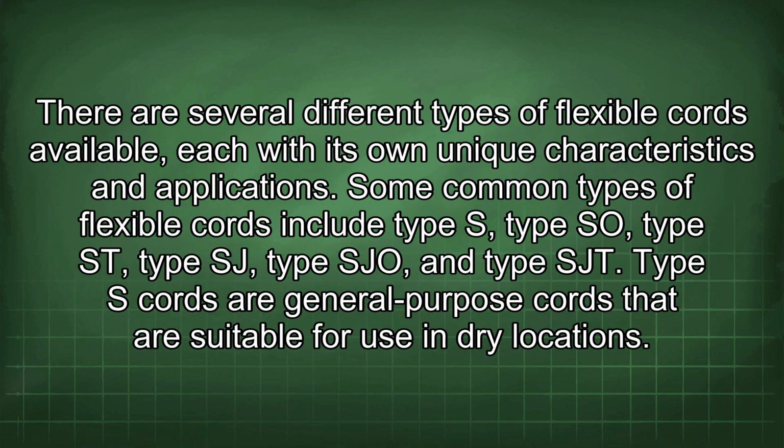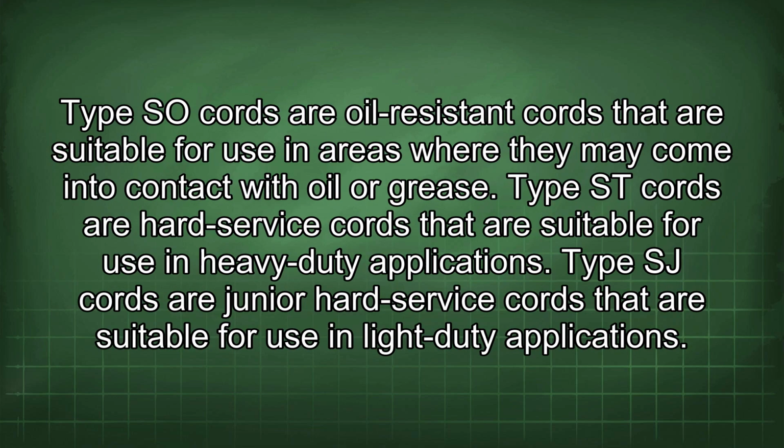There are several different types of flexible cords available, each with its own unique characteristics and applications. Some common types of flexible cords include Type S, Type SO, Type SD, Type SJ, Type SJO, and Type SJT. Type S cords are general-purpose cords that are suitable for use in dry locations. Type SO cords are oil-resistant cords that are suitable for use in areas where they may come into contact with oil or grease. Type SD cords are hard service cords that are suitable for use in heavy-duty applications.